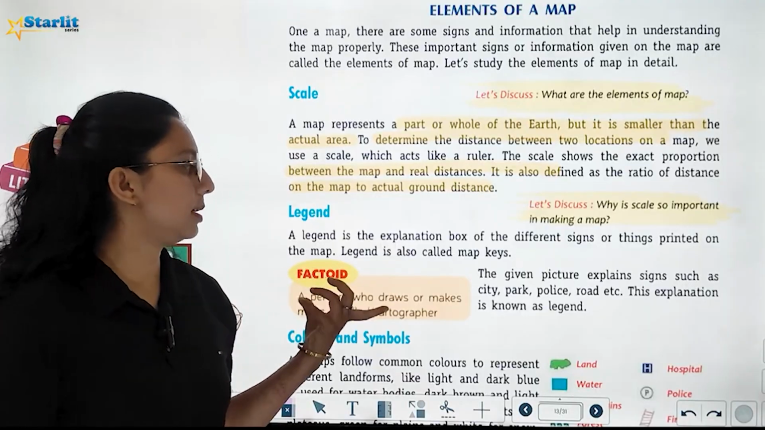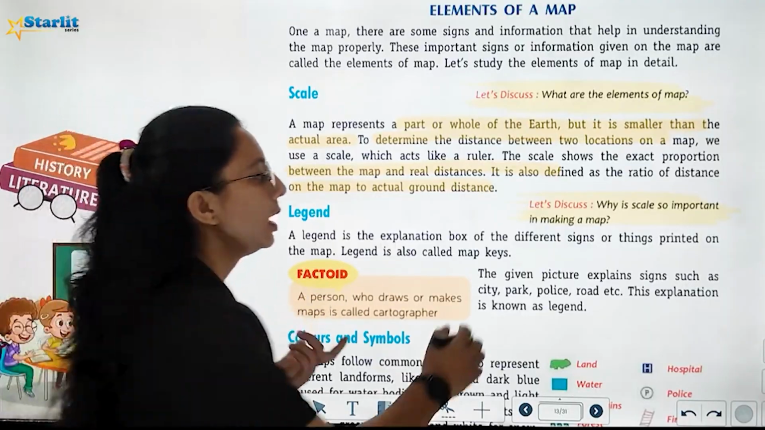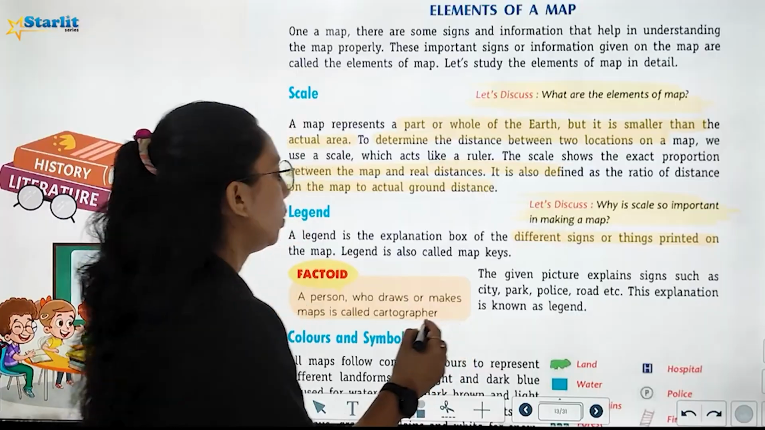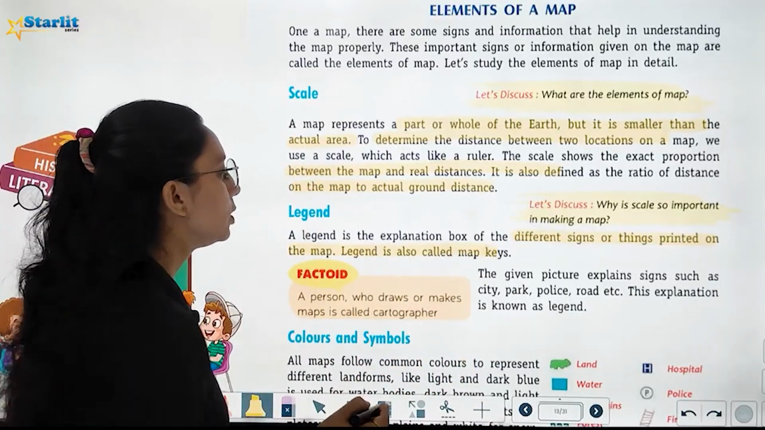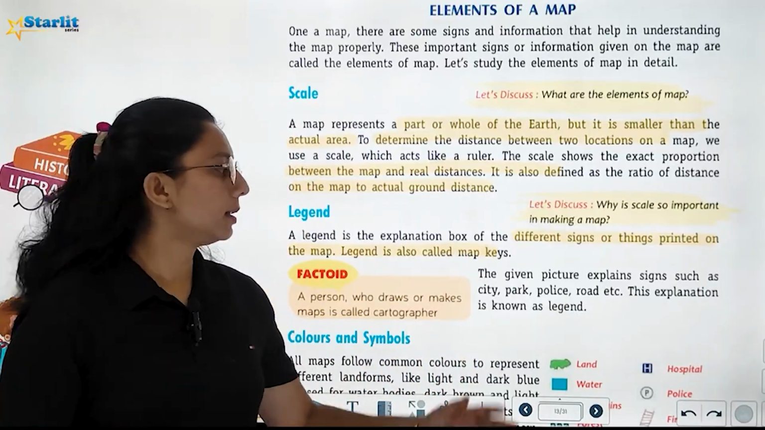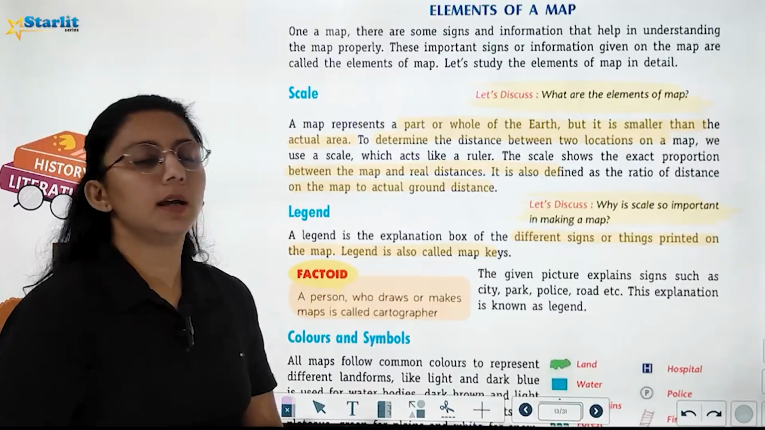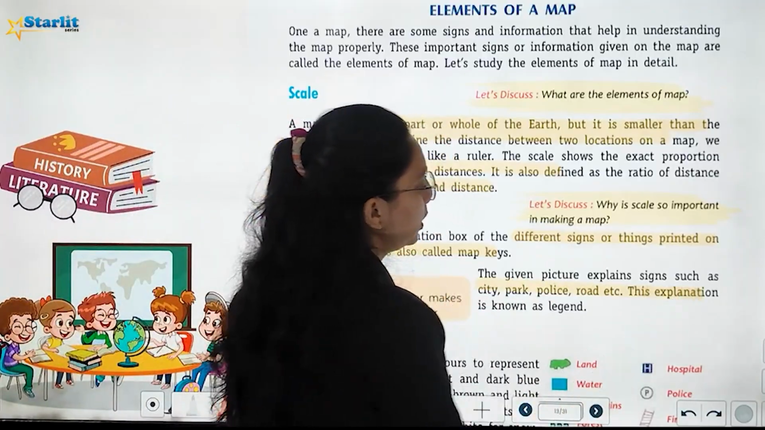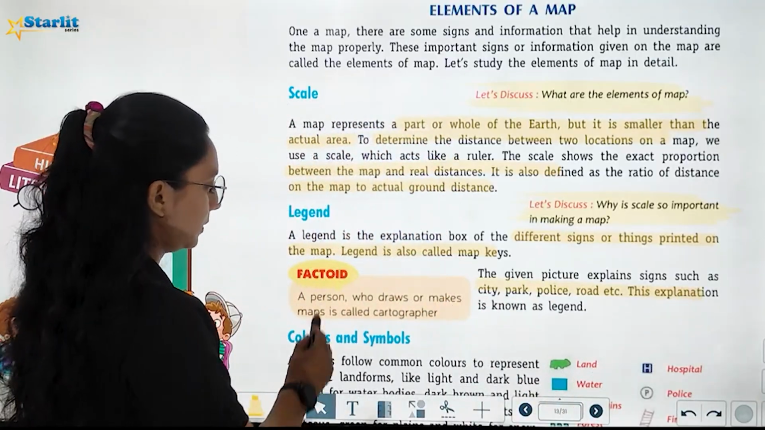Next is legend. It is an explanation box. What does it give? Different signs or things which are printed on the map. Legend is also called map key. And the given pictures, what do they explain? They explain city, park, police route. And this is also known as legend.